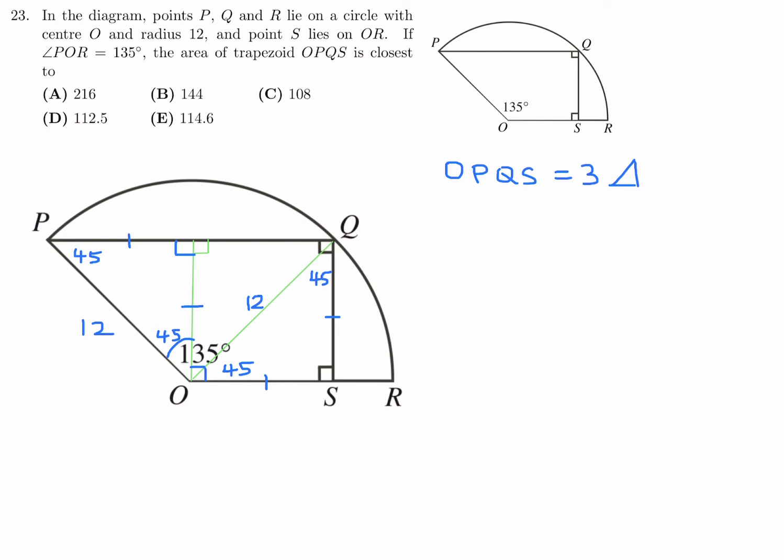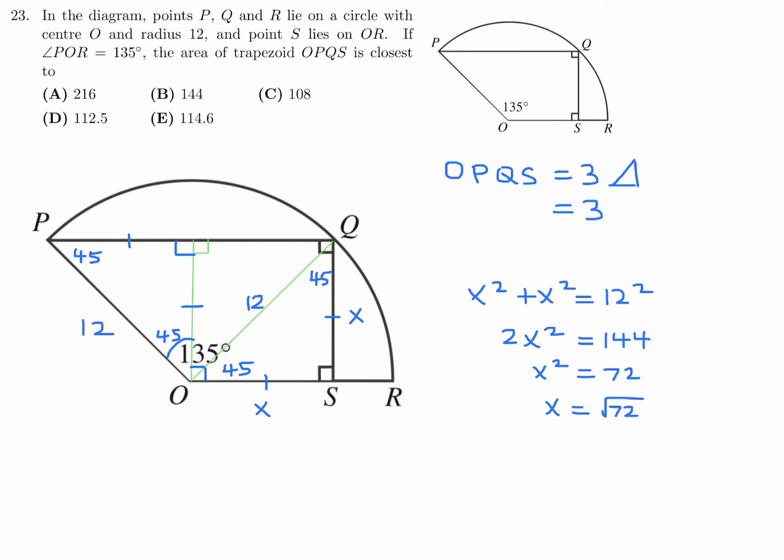Okay, so how do we figure out the area of the triangle? Well, I will label this side x, and this side, of course, therefore is x also, since it is equal. And then just use Pythagoras on that triangle to figure out x. So we have x squared plus x squared is equal to 12 squared. So 2x squared is equal to 144. x squared is equal to 72, and therefore x is equal to the root of 72.